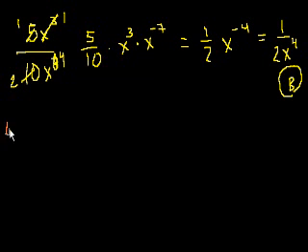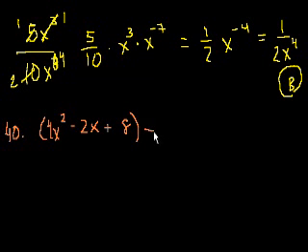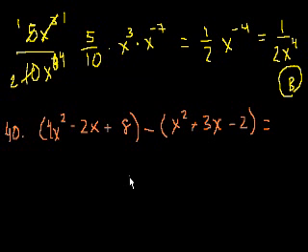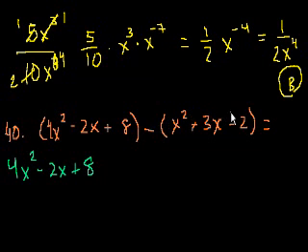Problem 40. This looks like a simplification. They write 4x squared minus 2x plus 8 minus x squared plus 3x minus 2 is equal to. So the key here is just to realize that this is a minus, so you could view it as plus minus 1 times this whole thing. We're just going to have to distribute that out. So this is equal to 4x squared minus 2x plus 8. And now we distribute this minus over this whole expression.